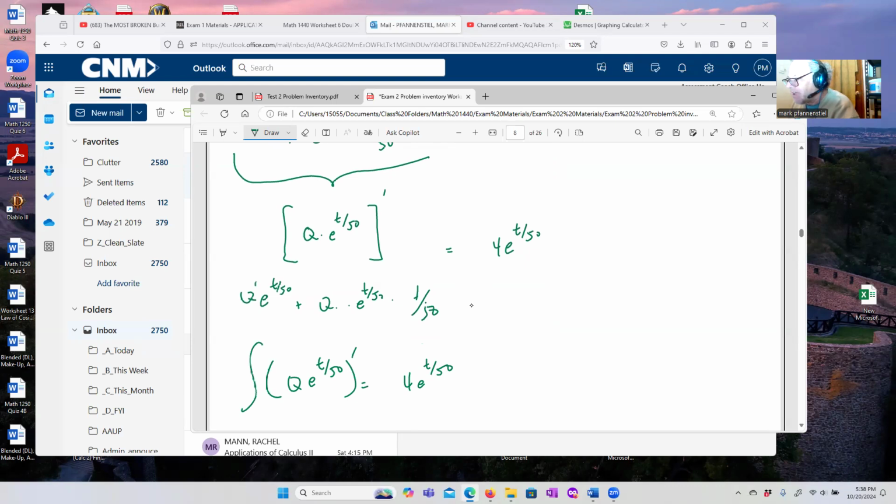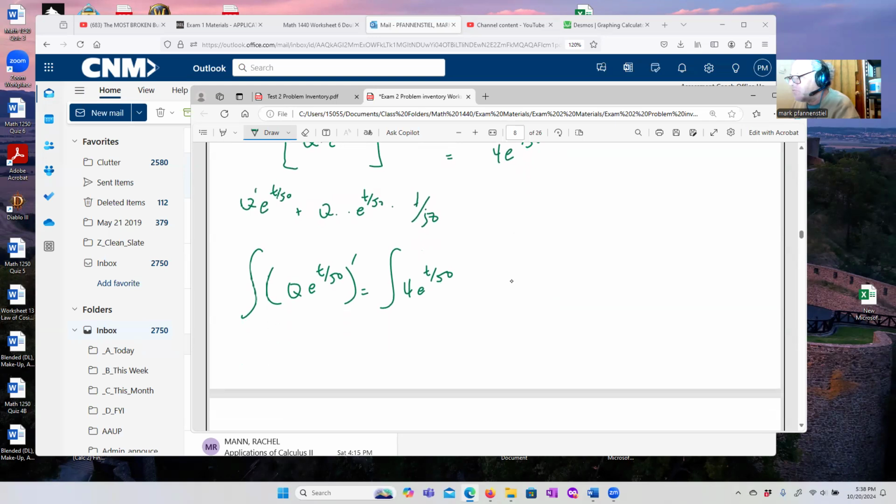By the fundamental theorem of calculus, we're going to go ahead and integrate both sides. Since we're taking the integral of a derivative, we just get back what we started with. That's what the fundamental theorem of calculus says we can do. We might have to do a u substitution here, but I'm going to trust that you can follow that integration. That's going to be e to the t over 50 times that 4. Don't forget, plus c, it was an indefinite integral.